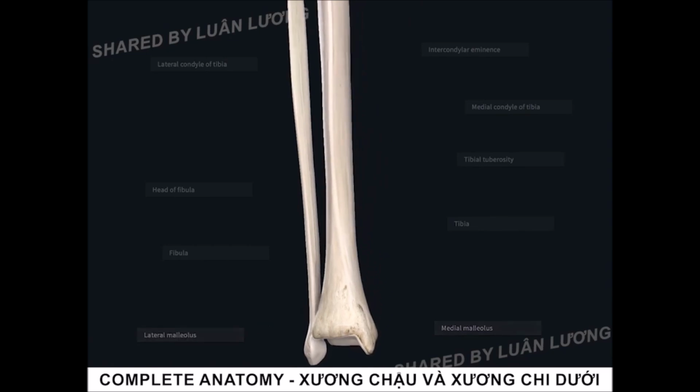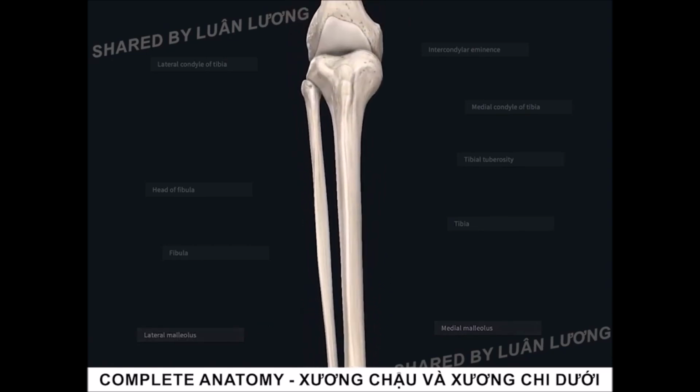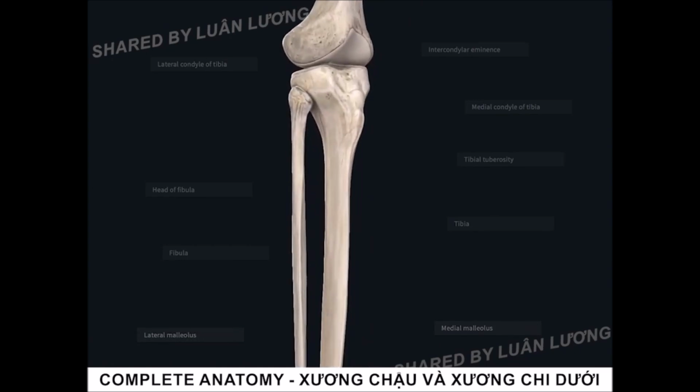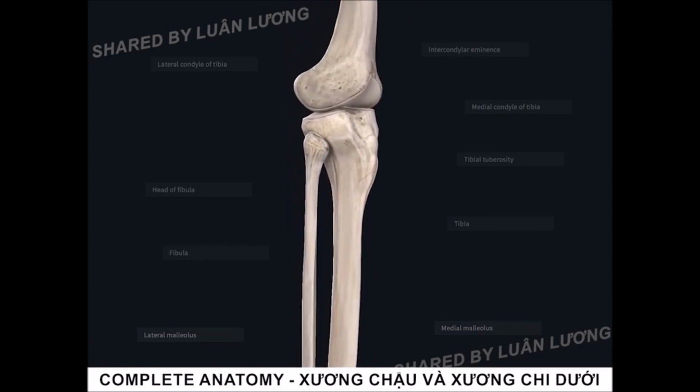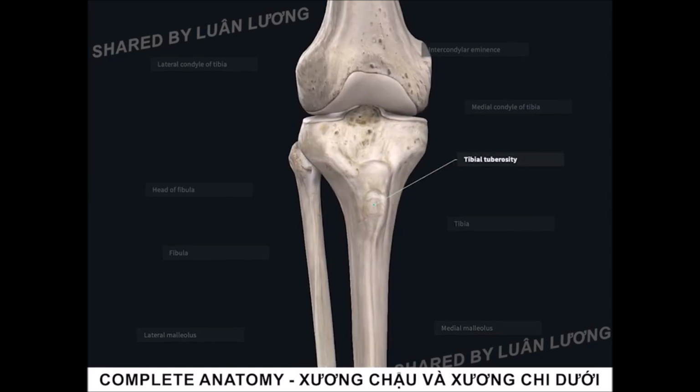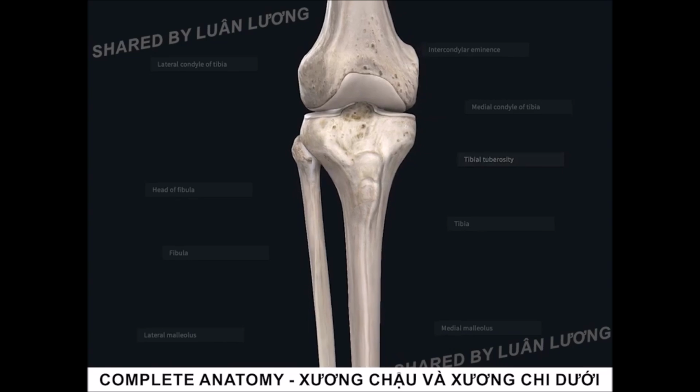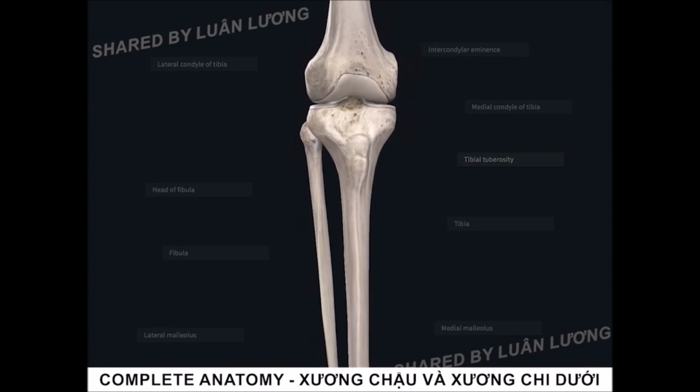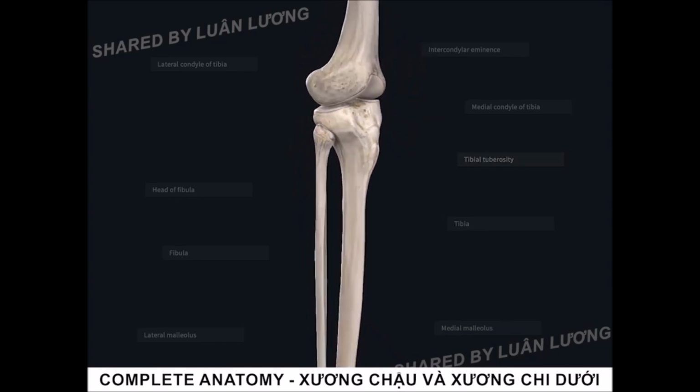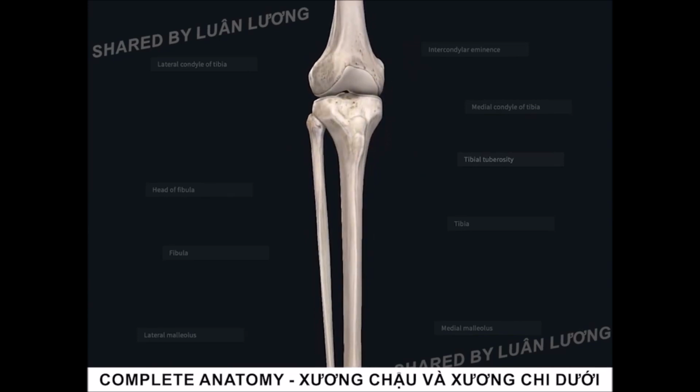Now, the last landmarks I want to identify to help you orient yourself when you're looking at a tibia in isolation is the large bump or projection of bone anteriorly and proximally. This is known as the tibial tuberosity, and it's actually going to be the attachment site of the patellar ligament or patellar tendon. So therefore, when the quadriceps contract, it's able to pull through the patella down to the tibia to cause extension of the knee.